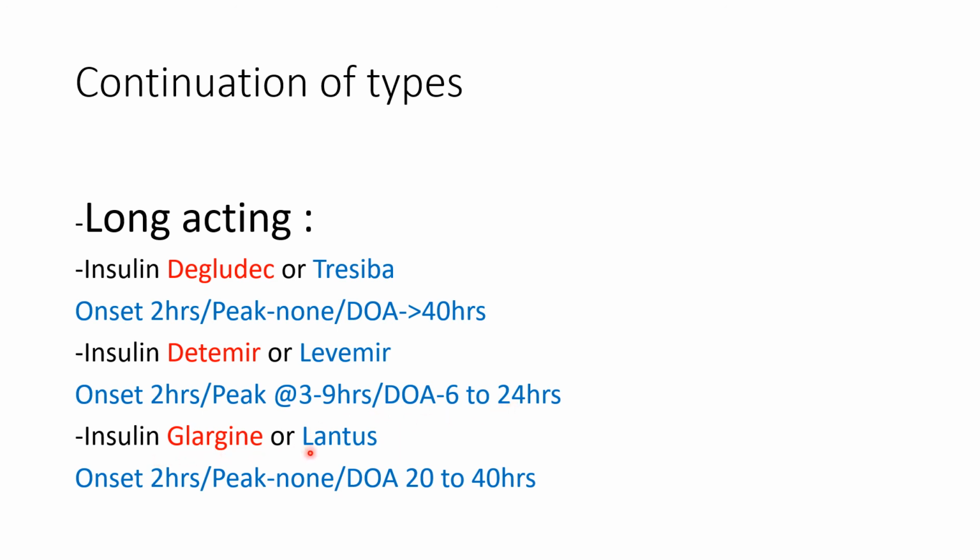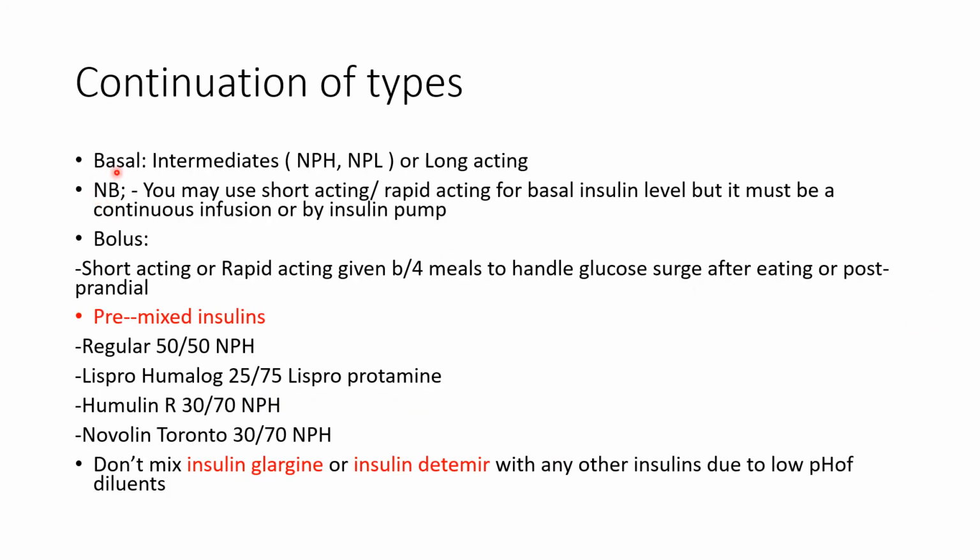Glargine or Lantus will have onset at 2 hours. They don't have a specific number of hours to peak, and duration of action is 20 to 40 hours. For basal, we'll use intermediate like NPH or NPL, or long acting. Note this: you may use short acting or rapid acting for basal, but it must be a continuous infusion or by insulin pump.